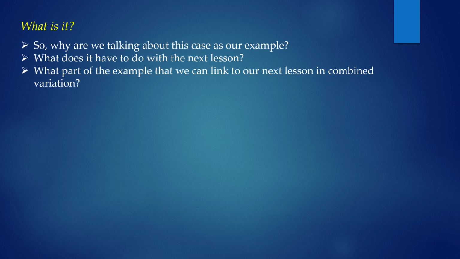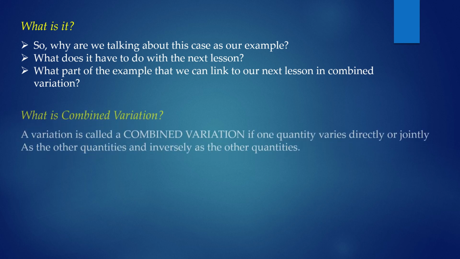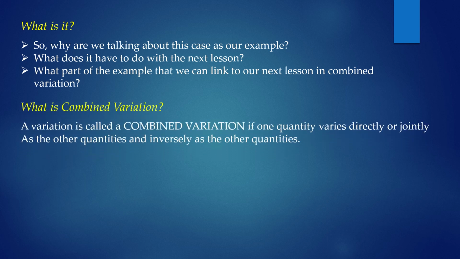So why are we talking about this case as our example for our next lesson on combined variation? What does it have to do with the next lesson? What part of the example can we link to combined variation? So what do you mean by combined variation? A variation is called a combined variation if one quantity varies directly or jointly as the other quantities and inversely as the other quantities. Since it is combined, from the word combined, there is direct variation and there is inverse variation.